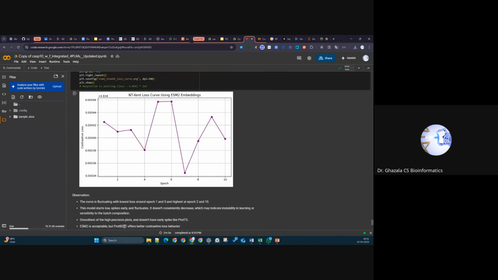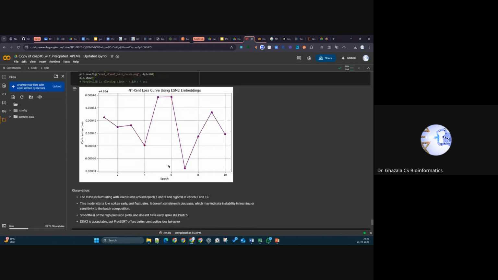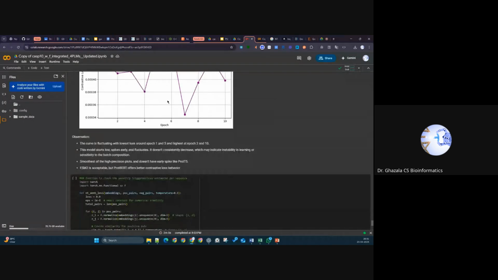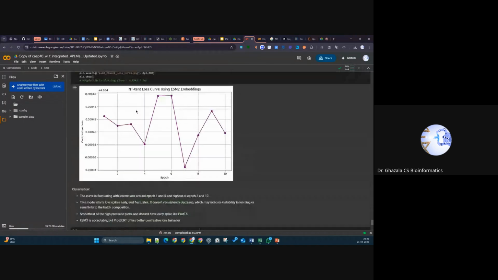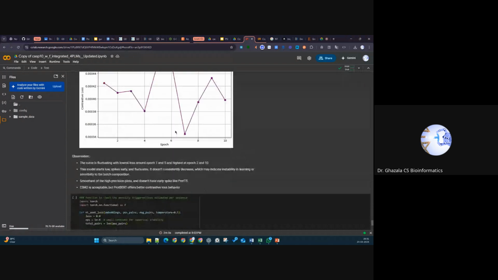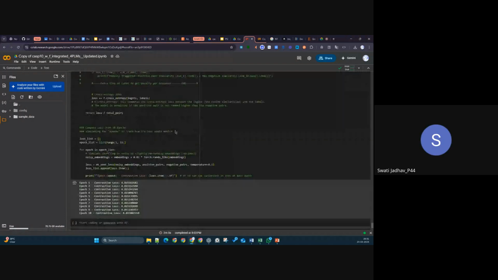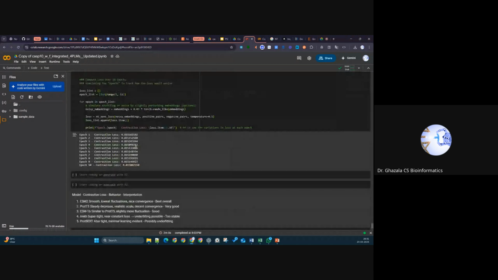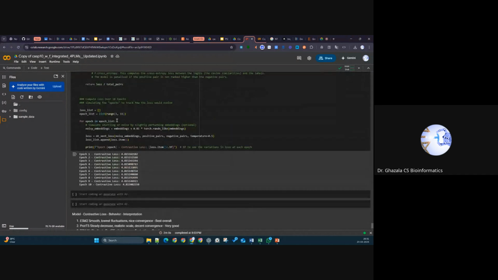But out of all, ProdBird is offering better contrastive loss behavior when we compare all the figures with the others. But still, if we are not comparing, then all the losses are fine for all types of models that we have used. So totally nothing to care about or worry about for this particular data set.